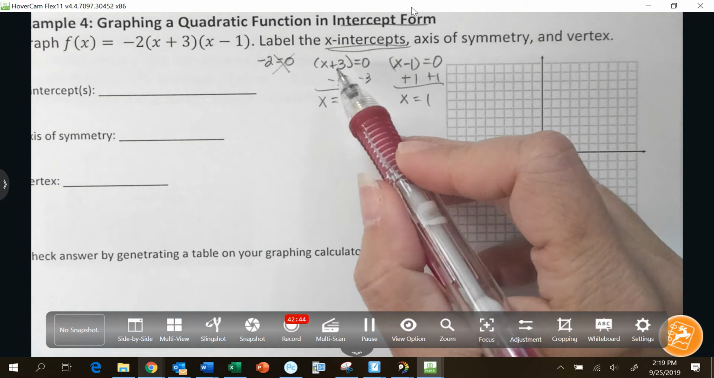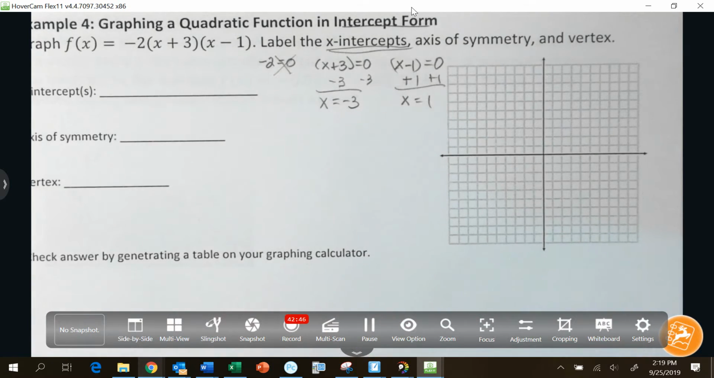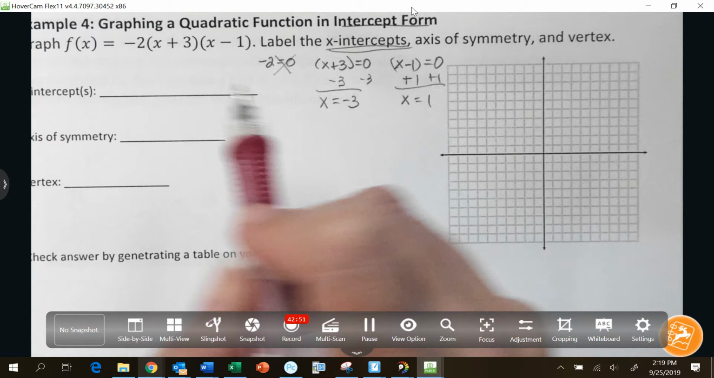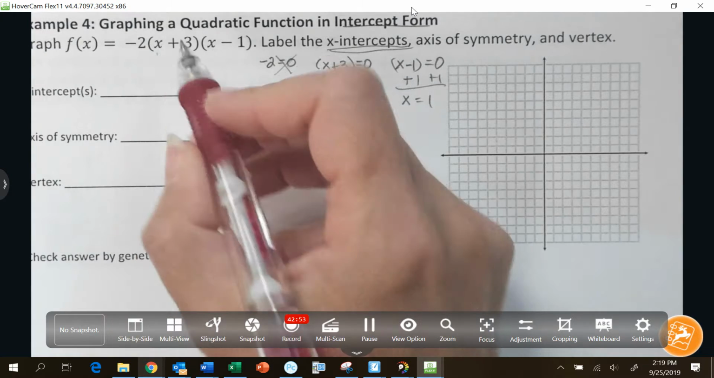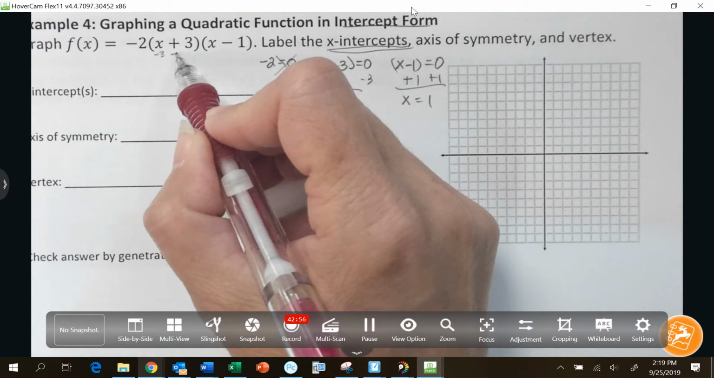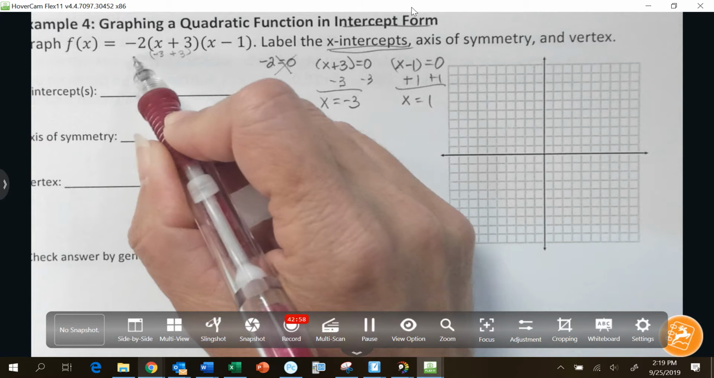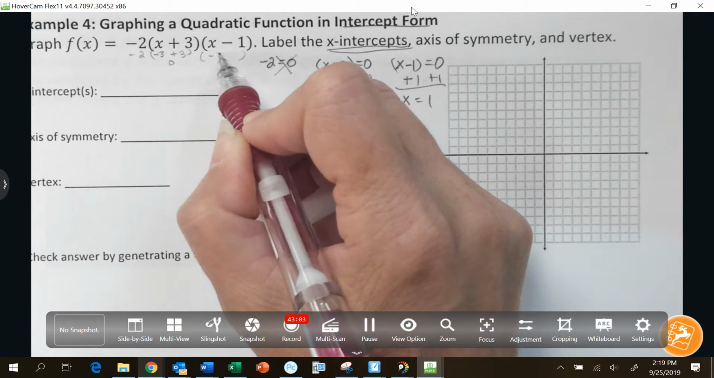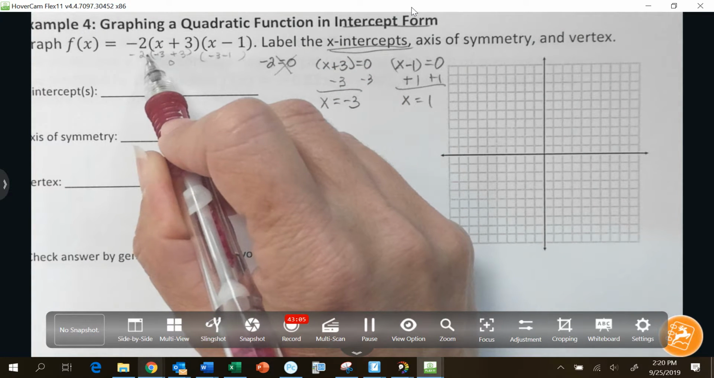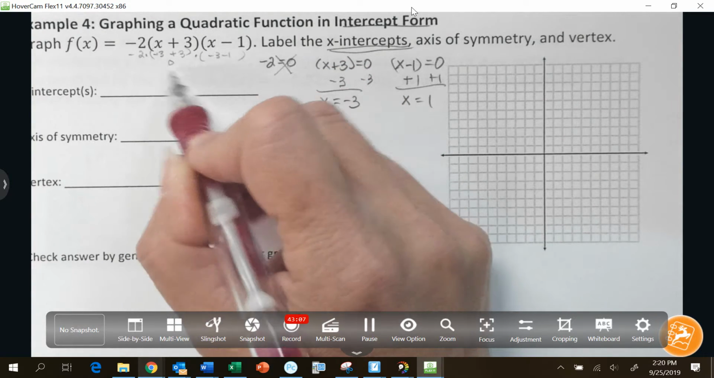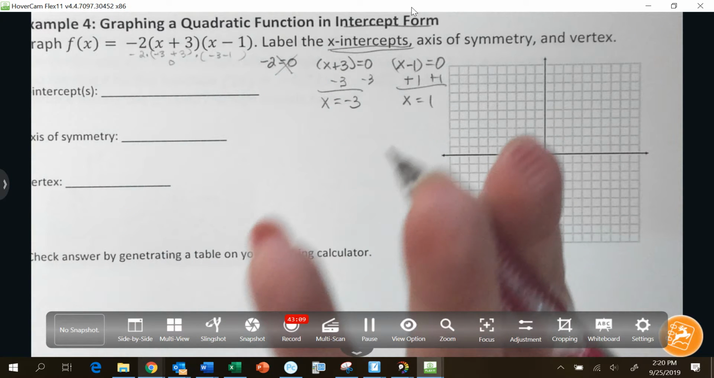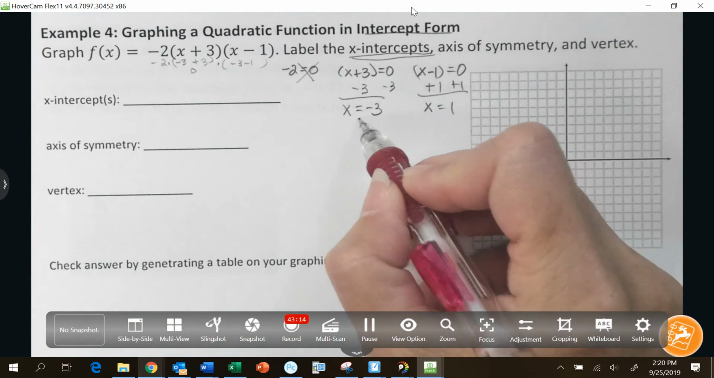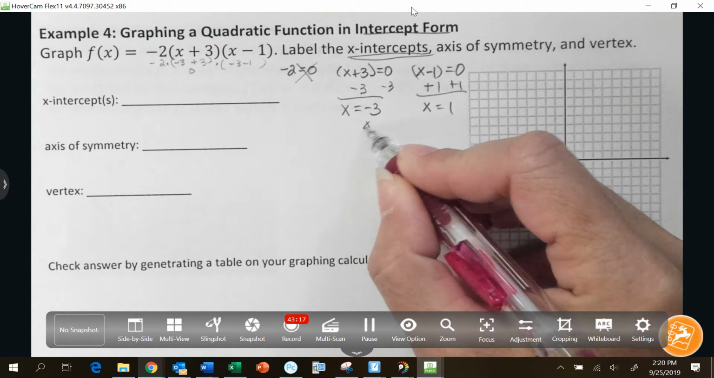So what is happening is we're saying if I plug in negative 3 right here, this is what's happening. Plus 3, what does that give me? 0. So I have negative 2 times 0 times whatever. I plug in negative 3 here. It doesn't matter what it is. If I multiply 0 by the other two things, I get 0, which is on the x-axis. So right here, these are the x-intercepts.